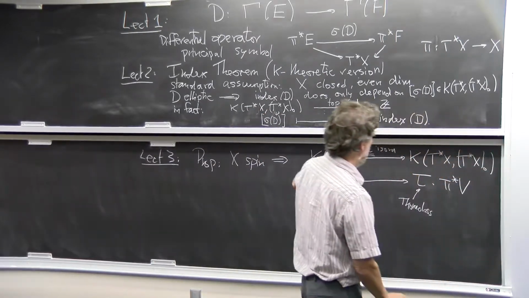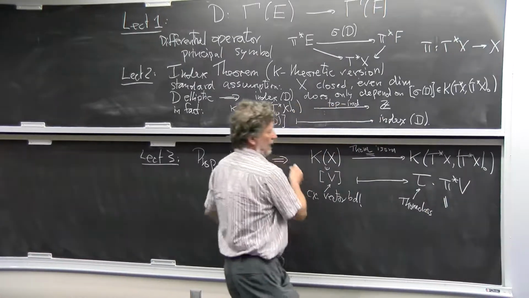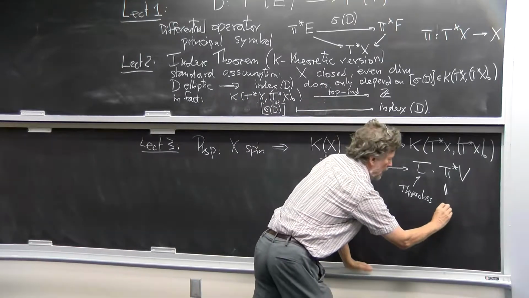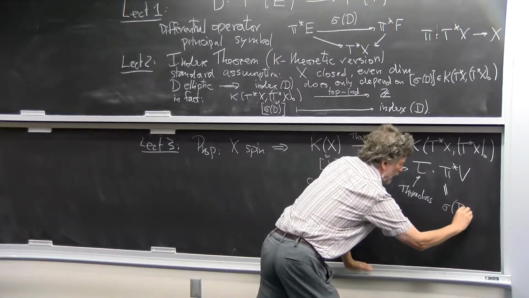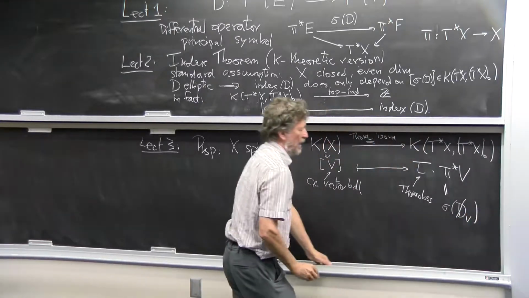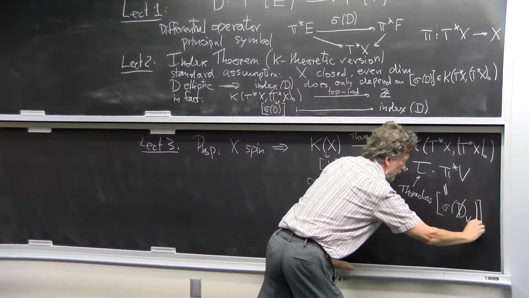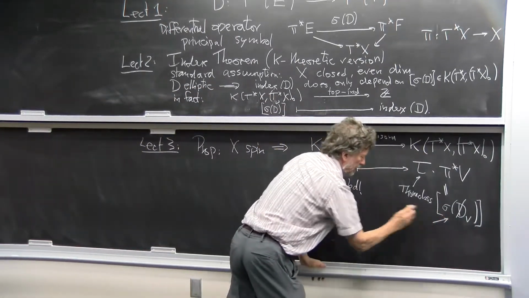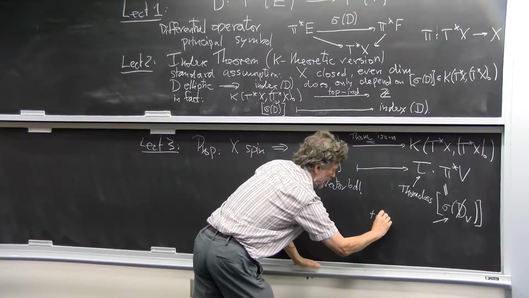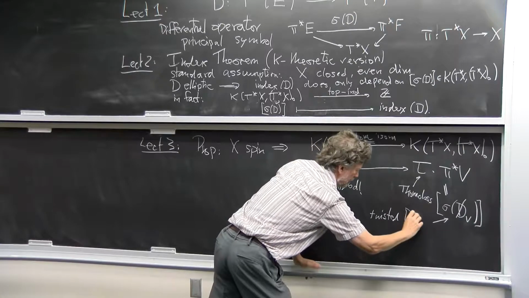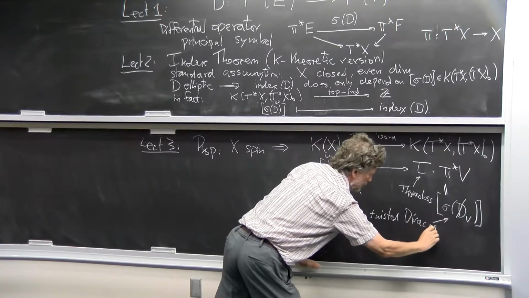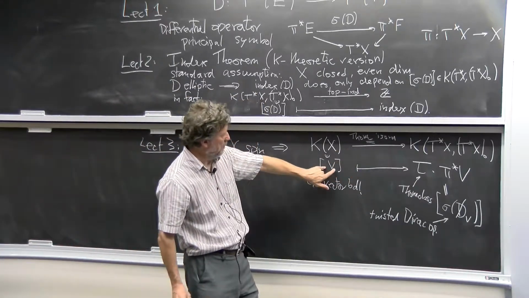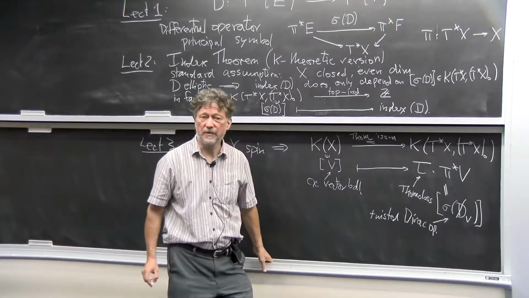And in fact, there's a nice analytic interpretation of this product. Namely, that turns out to be the symbol of the so-called twisted Dirac operator. So we constructed these operators in lecture 3, and we showed that the symbol of this twisted Dirac operator is exactly the class that corresponds to the vector bundle V under the Thom isomorphism.